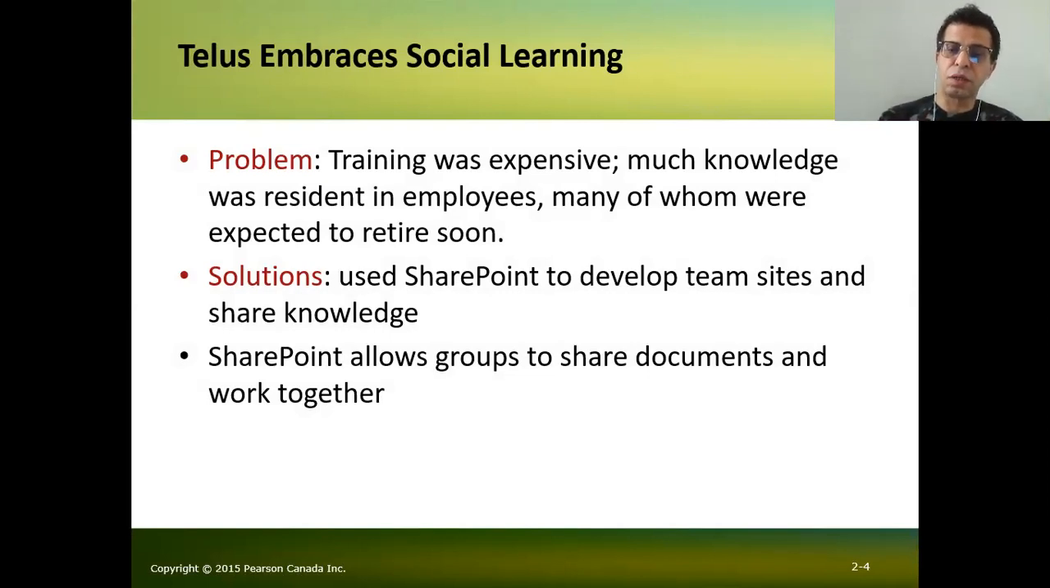Sometimes the trip to get trained is very expensive and it's a very attractive area, so people have a tendency to go for that training. And when they come back, they do not share that training. It's not because they don't want to share the training, it's that sometimes they don't have a means to share it. The solution is to use SharePoint to develop a team site for knowledge sharing. SharePoint allows groups to share documents and work together.